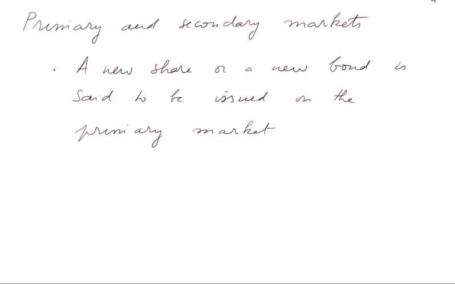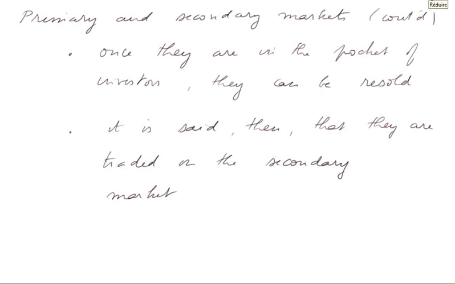Another important distinction is that between primary and secondary markets. A new share or a new bond is said to be issued on the primary market. Whereas once they are in the pocket of investors, these shares or bonds can be resold, and it is said then that they are traded on the secondary market. For bonds, of course, this applies until the end of the life of the bond, after which the bond no longer has any value.